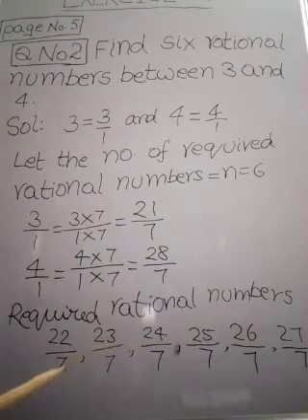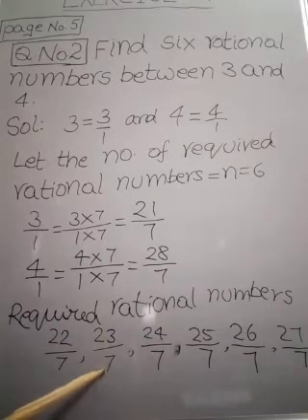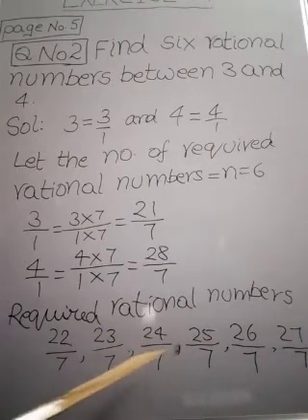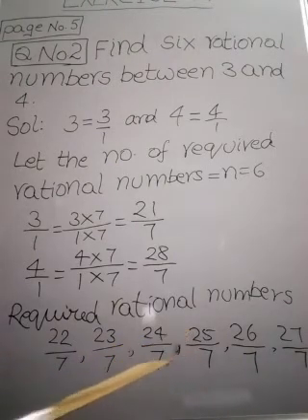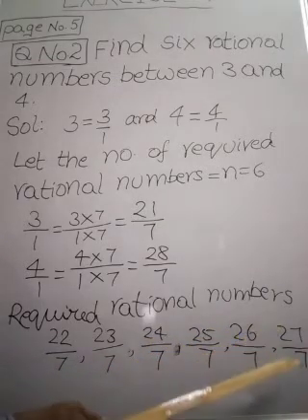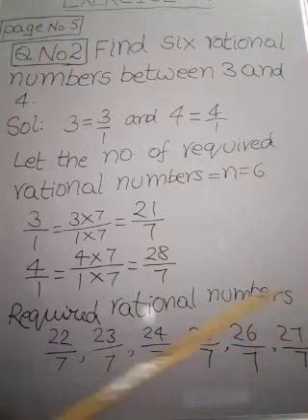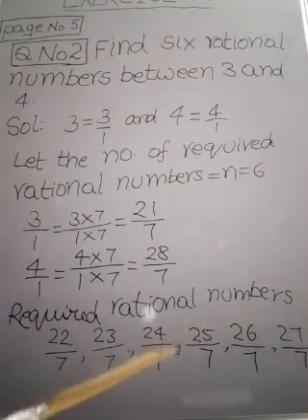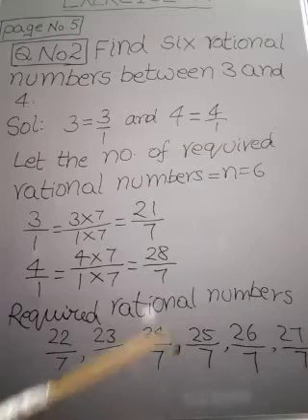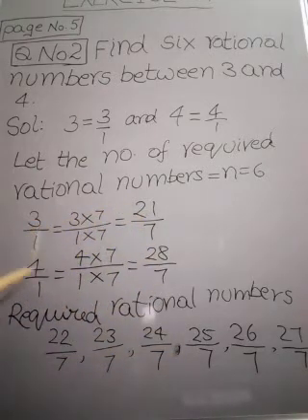On the whole, if you observe, 22 by 7 is one rational number, 23 by 7 is one rational number, 24 by 7 is a rational number, 25 by 7 is a rational number, 26 by 7 is a rational number, and 27 by 7 is a rational number. How many rational numbers did we write here? 6 rational numbers. These are the 6 rational numbers between the given two numbers 3 and 4. Understood, my dear children? Right.